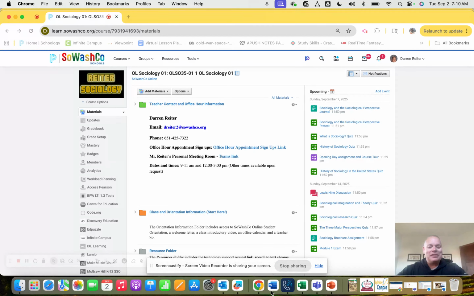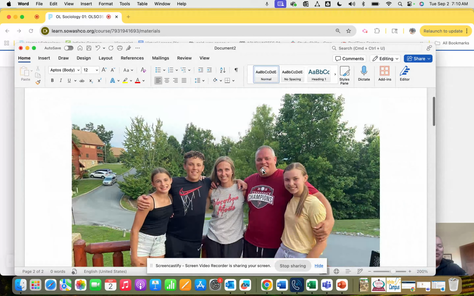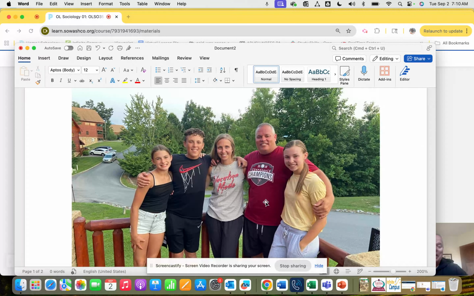Now, a little bit about myself. This is me right here. This is me in the red shirt. Again, my name is Darren Ryder, and this is my 28th year teaching. The last four have been with Sawashko Online, so I've had a little experience in this field too, but the previous years were spent at Cottage Grove Middle School, a little bit at Eastridge, only a couple years at Eastridge High School too. But most of the time, 25-ish years, were spent at CGMS.